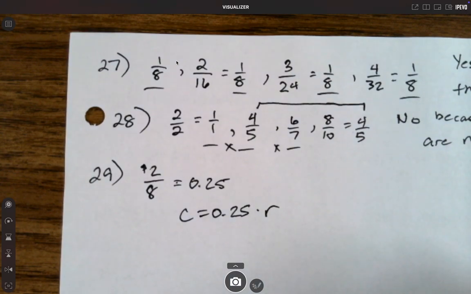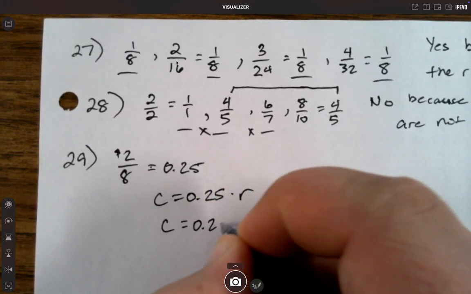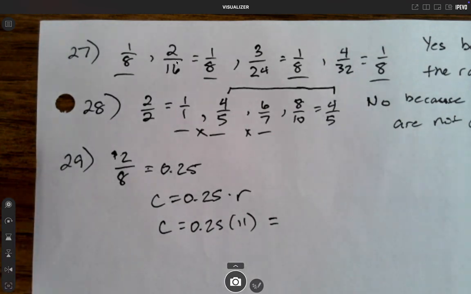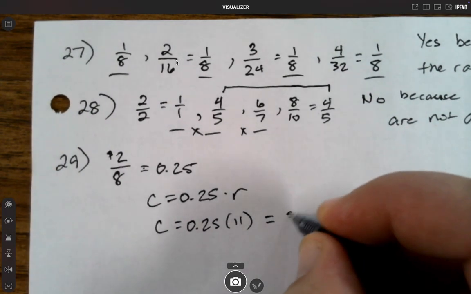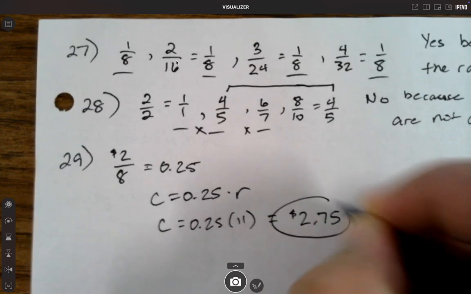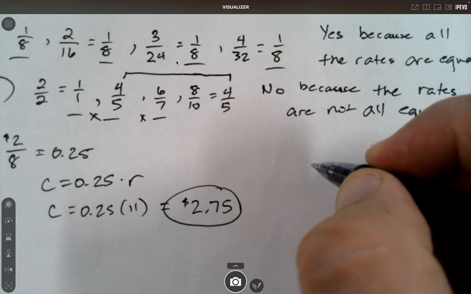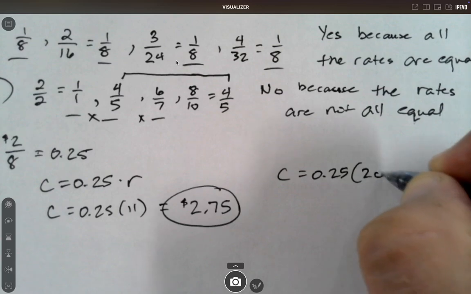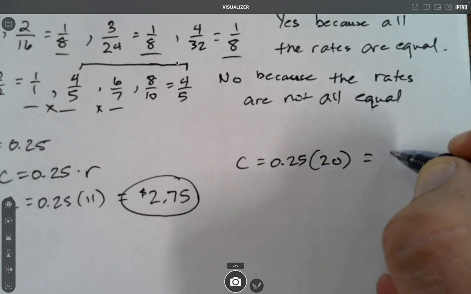At this same rate, how much would a customer pay for 11 rings? So you just plug in 11 for R, and 11 times 0.25. Thought I could do it in my head. I'm apparently not as sharp as I should be. It's 2.75. So $2.75 for 11 rings. And then it asks about the cost of 20 rings. So you plug in 20 for R, and that will cost you a total of $5.